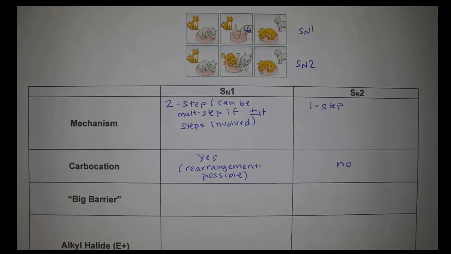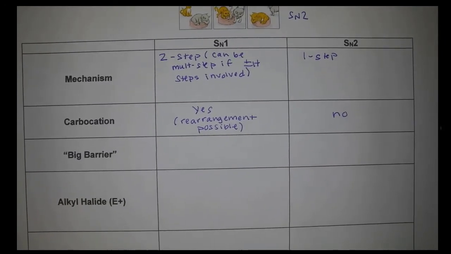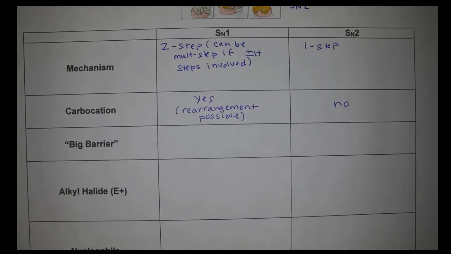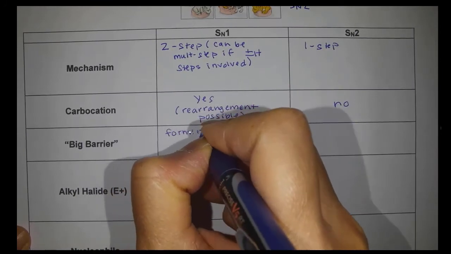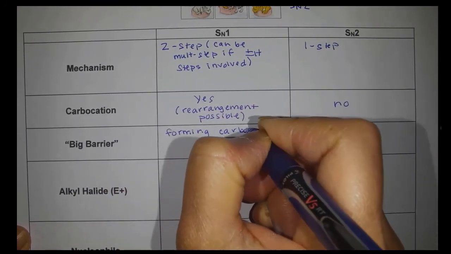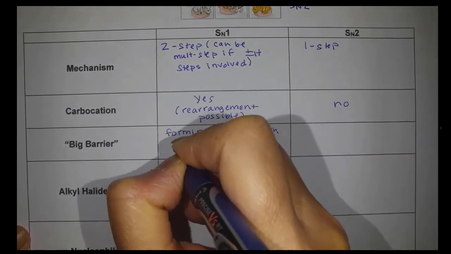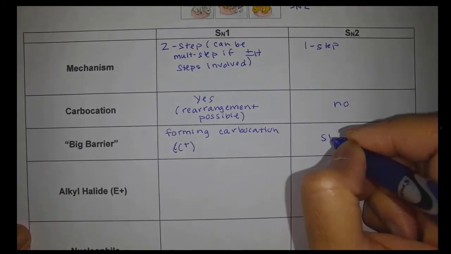All right, and at any point, if you have questions about any of these comparisons, please put them in the chat, privately to me or to everybody, or you can chime in with audio as well. The big barrier for the SN1 reaction is forming the carbocation, which is that C+. So the leaving group has to leave in order for the SN1 reaction to happen. And the barrier for the SN2 reaction is sterics.